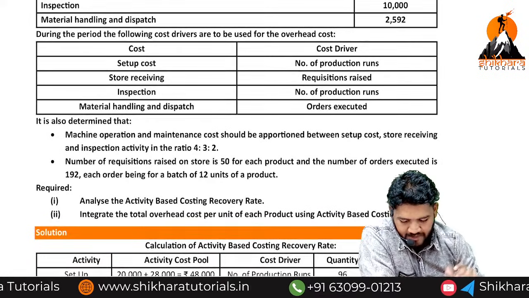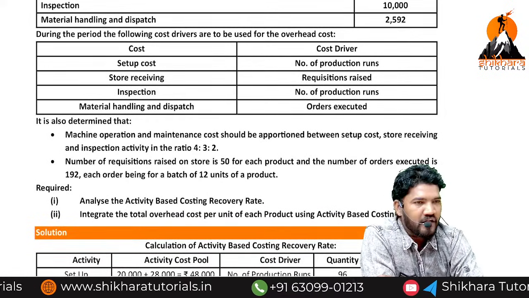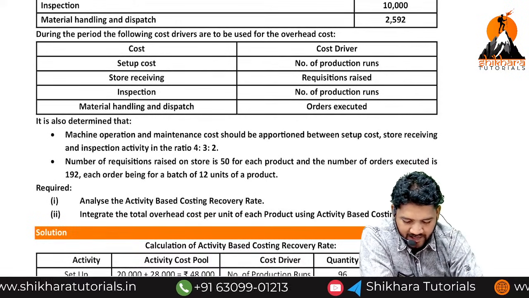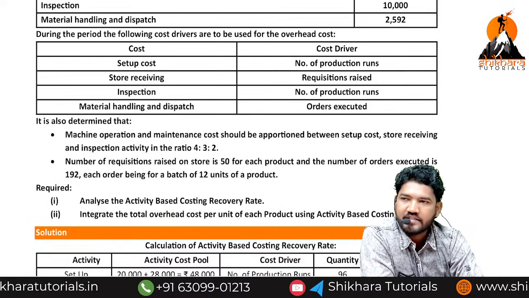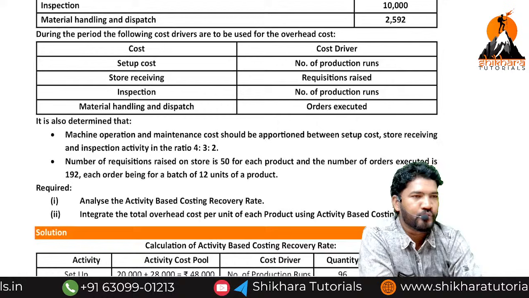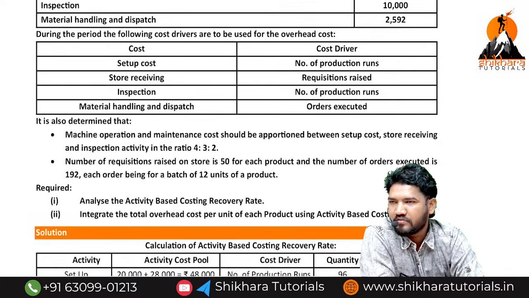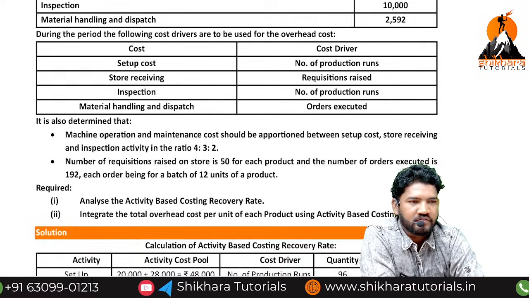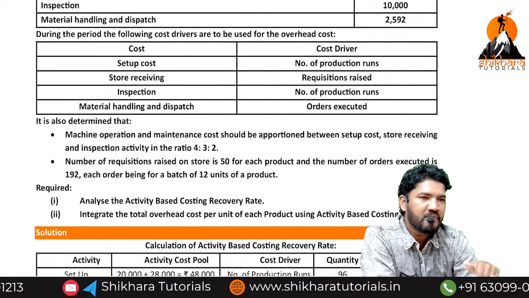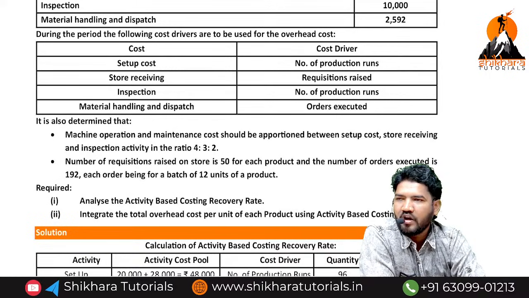What about this inspection, ma? Number of production runs, I hope we already figured that out. What about material handling and dispatch, ma? Orders executed. That information is also there in additional point number 2. They gave the total. With the help of that I can easily figure out the cost driver rate. But when it comes to the apportionment, I want the individual. Are you guys clear now?